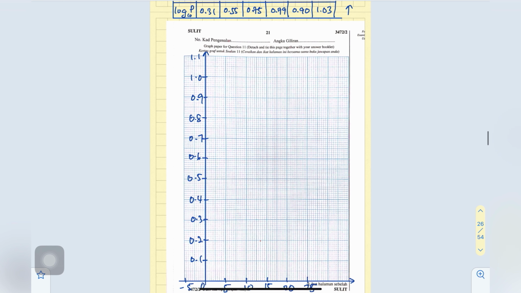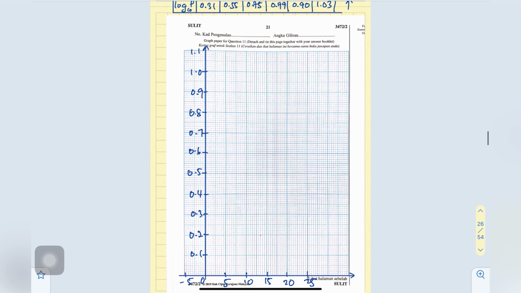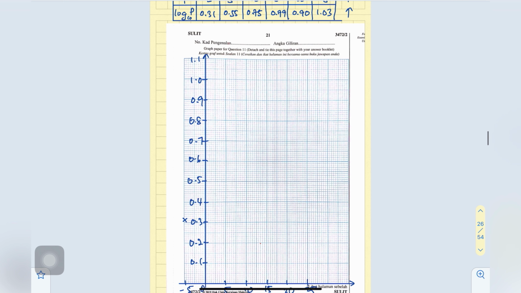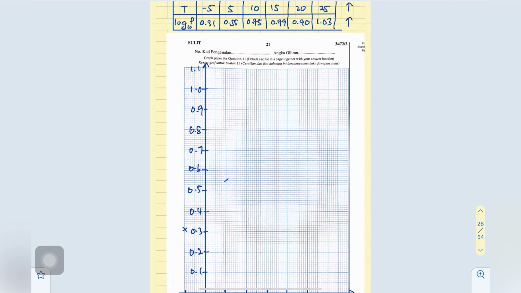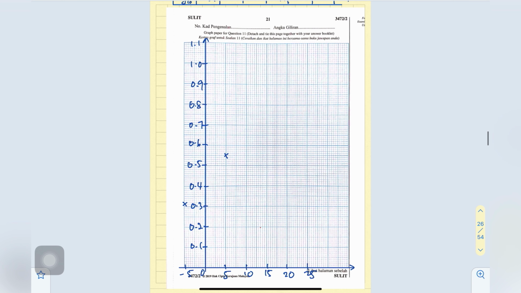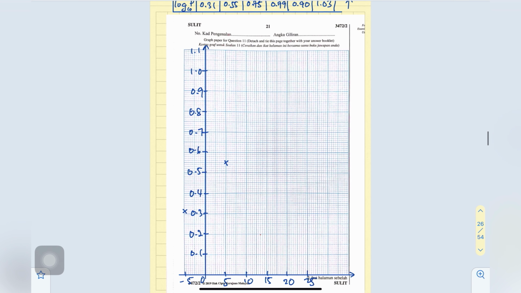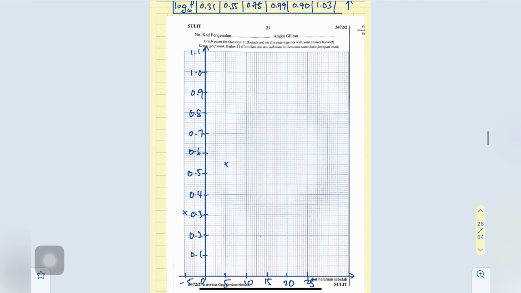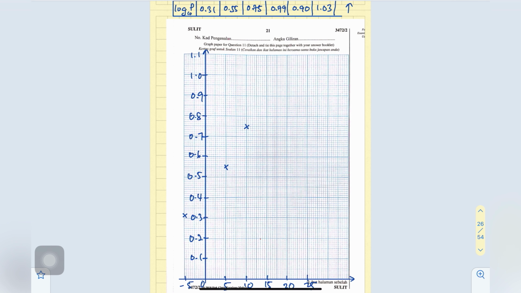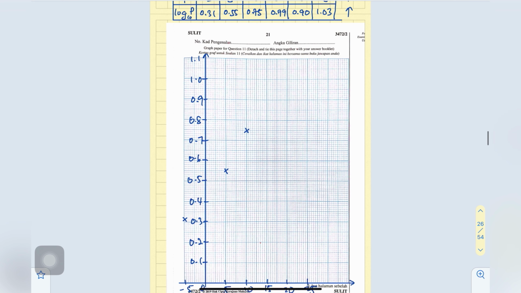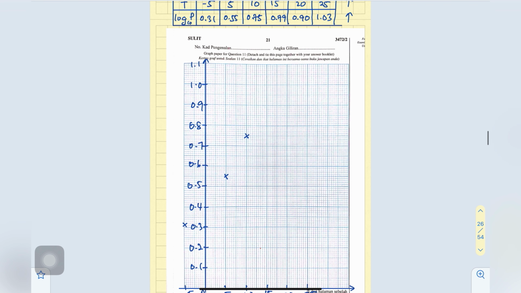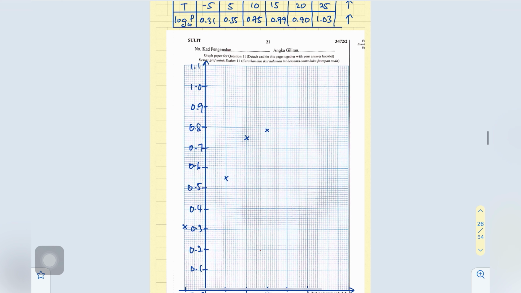Then negative 5, 0.31. Okay, right here. 5, 0.55. 10, 0.75. Okay, 15, 0.79. 20, 0.90. 25, 1.03.